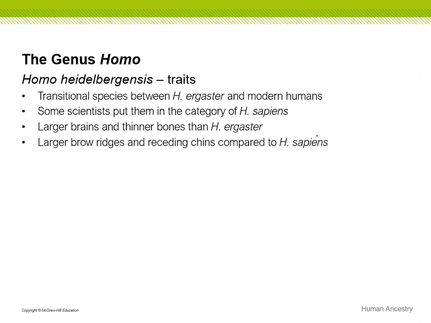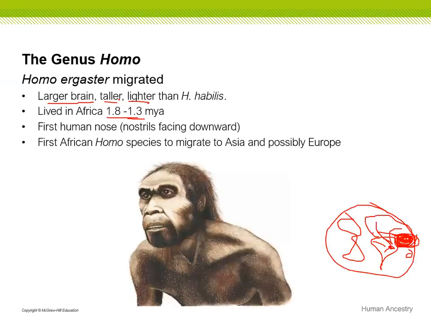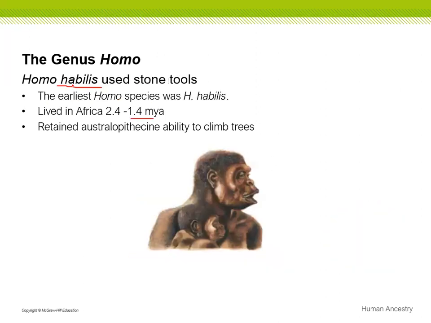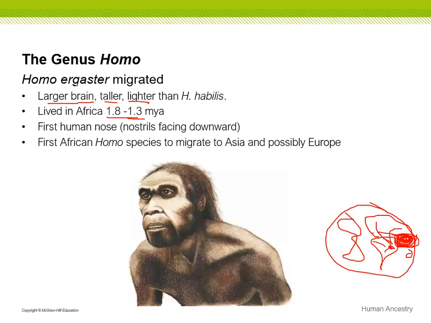Oh god, I always butcher this. Homo heidelbergensis. You're not going to need to know all the differences between these, by the way. I just want to make that clear. You're not going to have to memorize the difference between a habilis and an ergaster. That's fine.